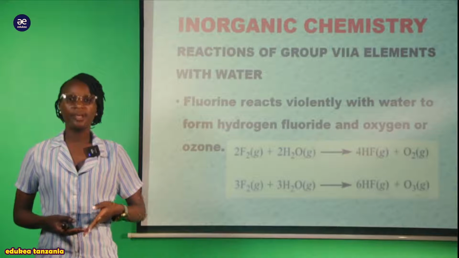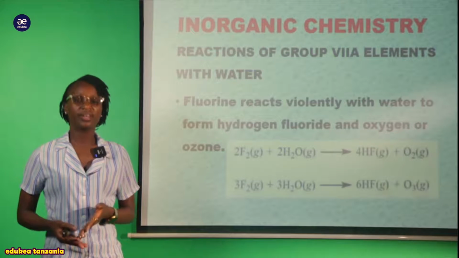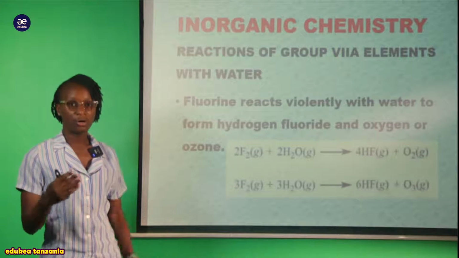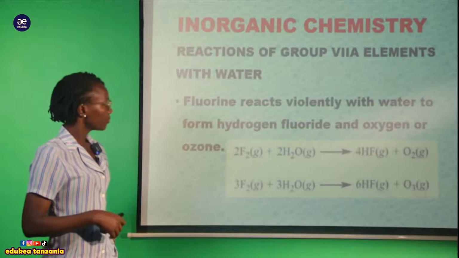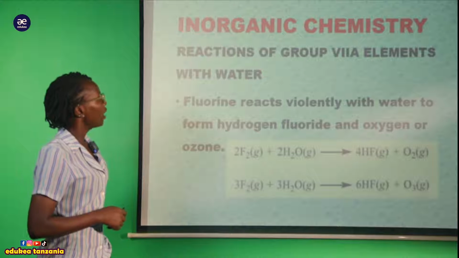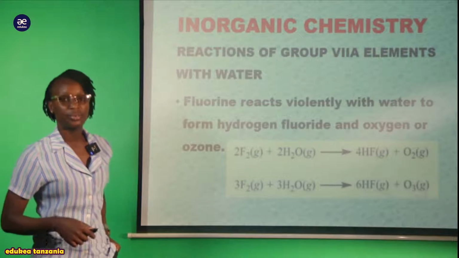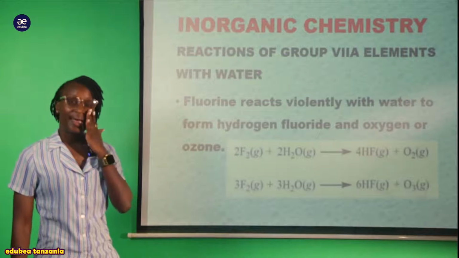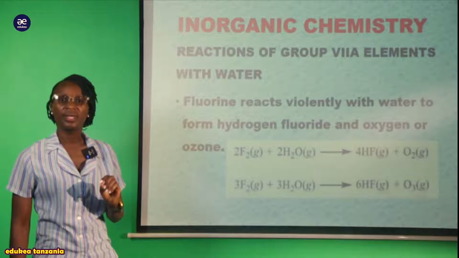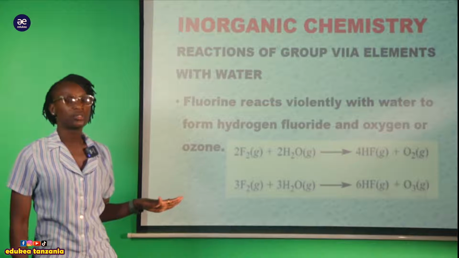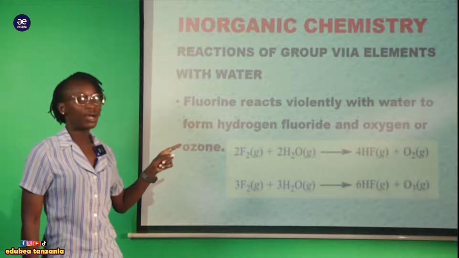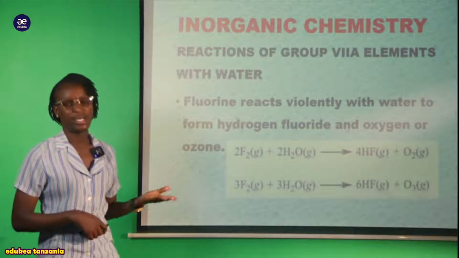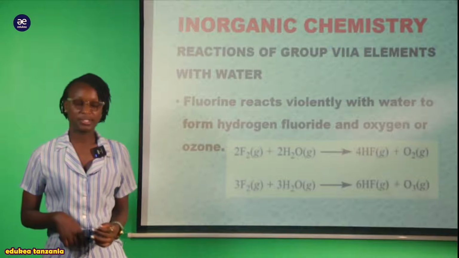Otherwise, all elements of the group 7, they react with the air or the oxygen to form the oxide. So now let us see the reaction of this element with water. Kwamba hizo elements za group number 7, fluorine, chlorine, bromine, iodine and so forth, zote tuangalie how do they react with the water.